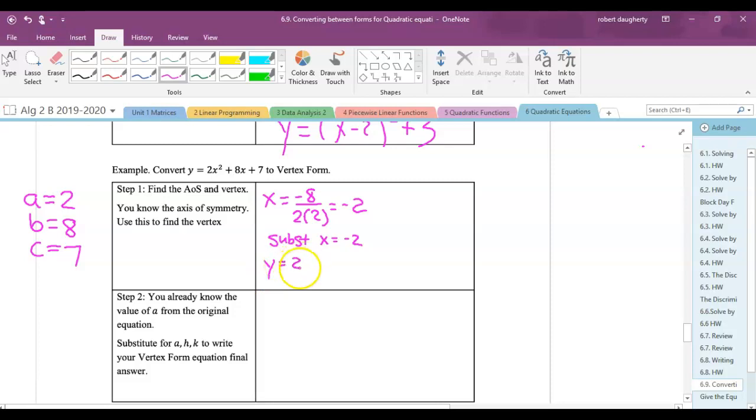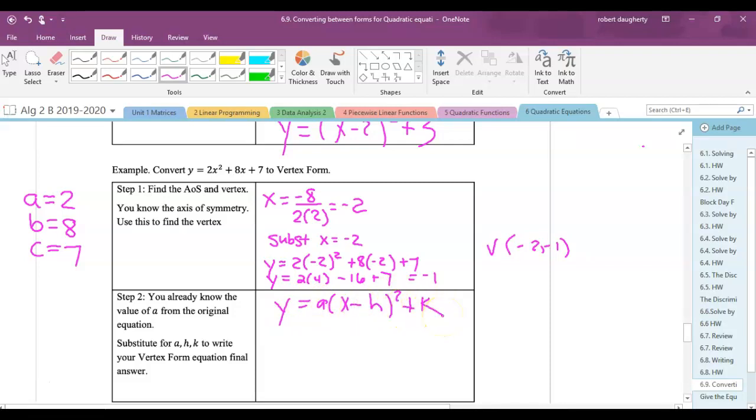So y is equal to 2 times (-2) squared plus 8 times negative 2 plus 7. So this gives me y is equal to 2 times 4 minus 16 plus 7. So that's, what's 8 minus 16? Negative 8. Negative 8 plus 7 is negative 1. So I know that the vertex is what? Negative 2, negative 1. So it helps if you write down, I need it to look like this.